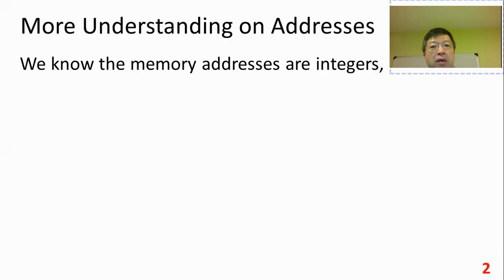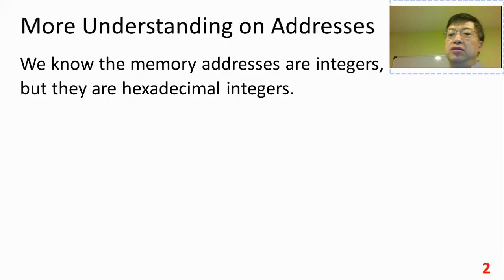First, we know memory addresses are integers. Because you want to specify memory locations, you can only use integers. You cannot use floating point numbers. You cannot use double, right? Must be integer. Okay, 1, 2, 3, 4. But they are hexadecimal integers. Okay? So not our usual decimal integers.